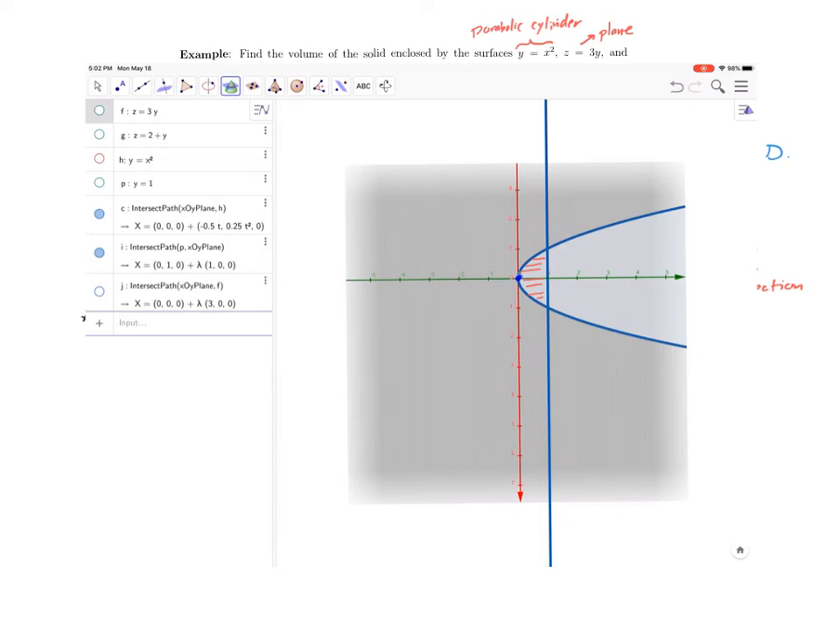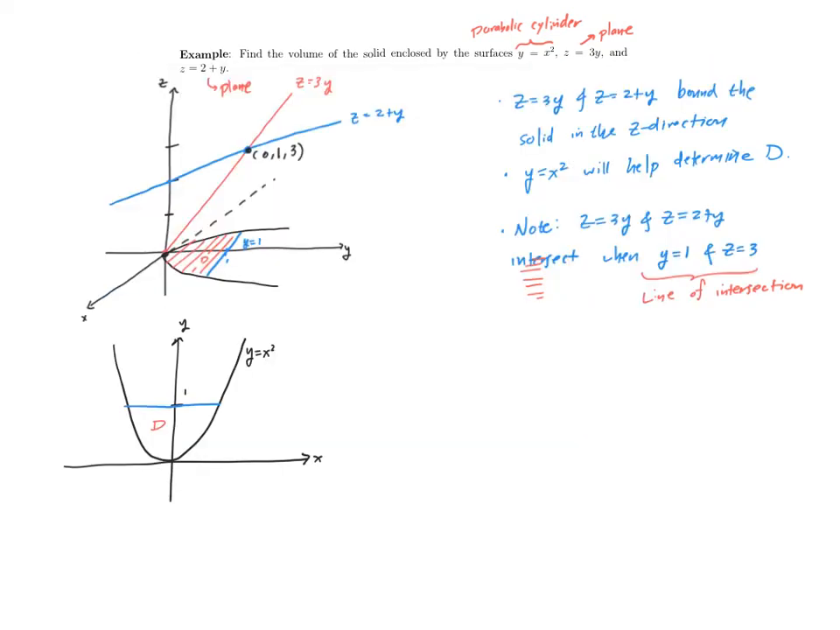GeoGebra is a freely available program where you can enter in these surfaces and very quickly and efficiently visualize what is going on. So now that we've developed a bit more intuition in terms of what this solid looks like, let's go ahead and write down a double integral that will calculate its volume. And note that we've sketched separately this region D in the xy plane, and whatever our region of integration is for the double integral, I will request that you always include a picture of that.